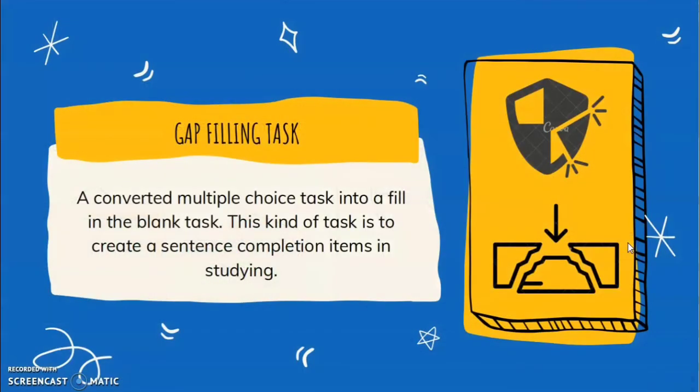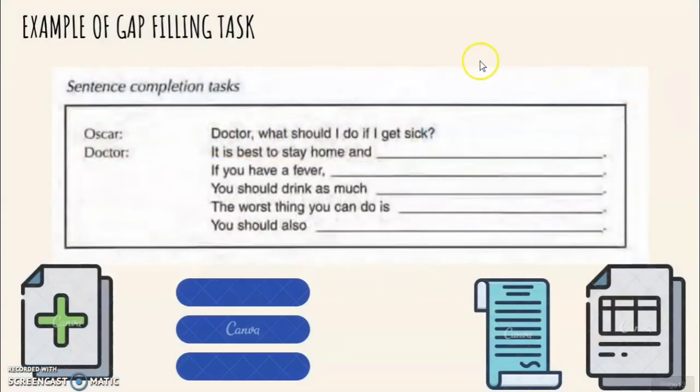The next is gap filling task. It is a multiple choice task converted into a fill in the blank task. This kind of task is to create a sentence completion item in studying. So this is an example of a gap filling task, a sentence completion task. As we can see here, there are some blanks in the passage. So the objective of the student is to fill in the blanks with their own knowledge and also with the knowledge they got from reading.